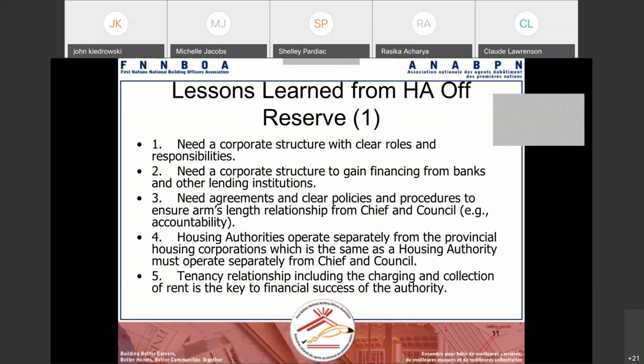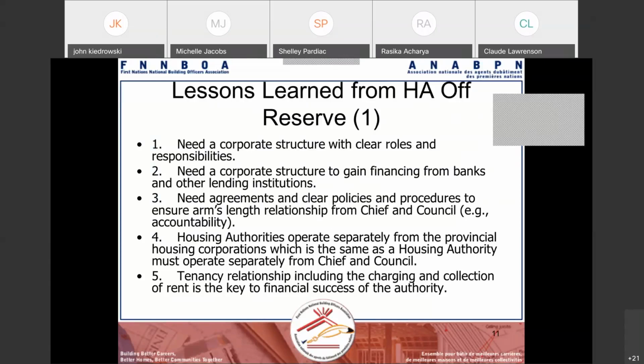Fourth, housing authorities operate separately from the provincial housing corporation, which is the same as housing authorities must operate separately from chiefs and councils. So what we learned from this is, you have a provincial housing corporation like Saskatchewan, and all the local housing authorities operate separately from the province. So similar to a chief and council, if a chief and council wants to set up a housing authority, they have to set up their own housing authority at arm's length, independent, separate apart from the chiefs and councils.